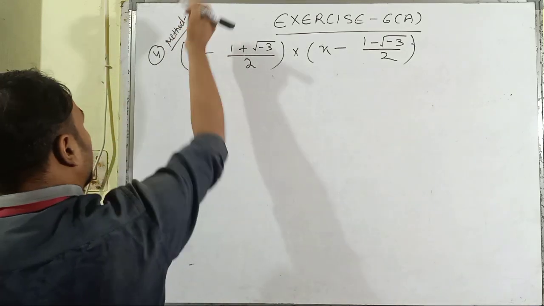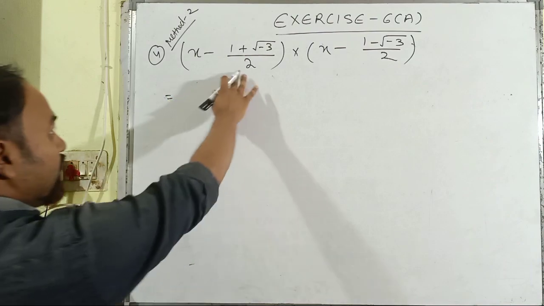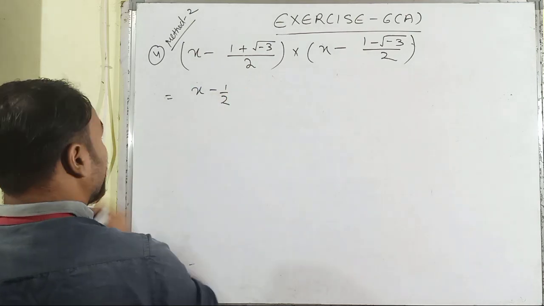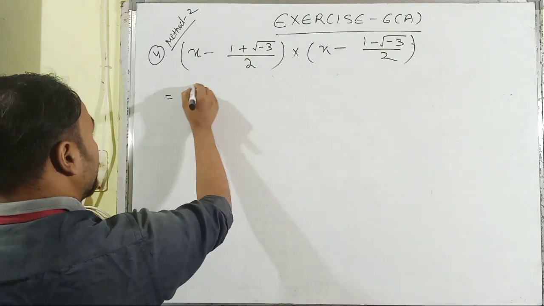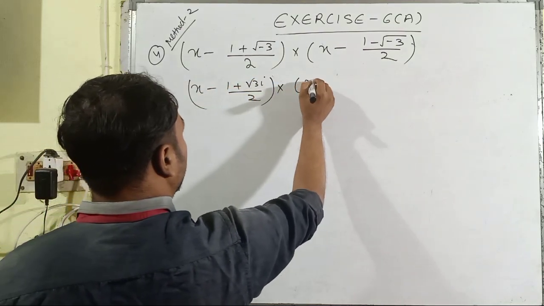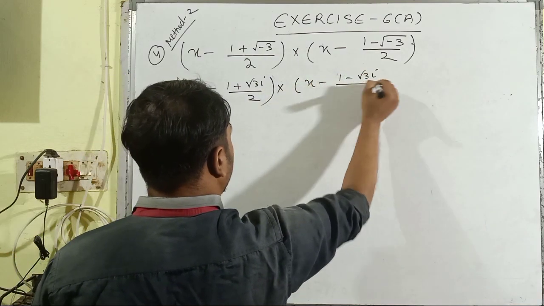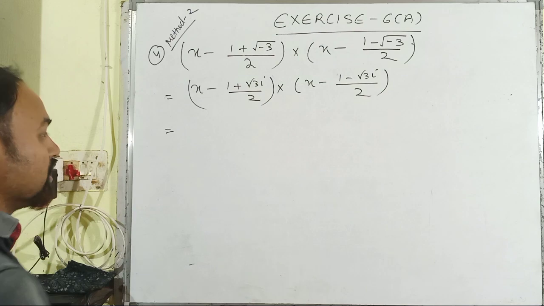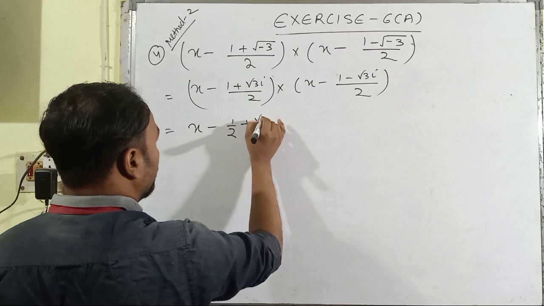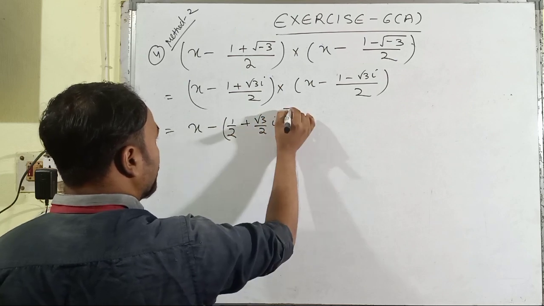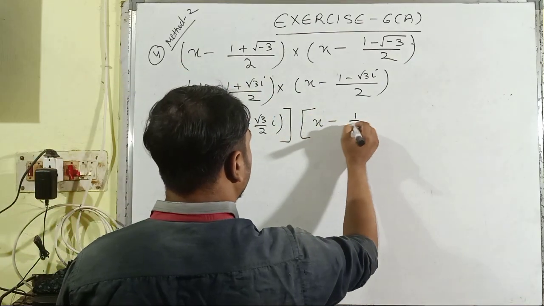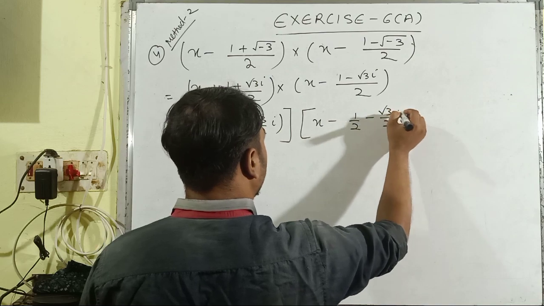It is the method number 2. Just separating these terms, first of all, let us convert this into the imaginary form: x minus 1 plus root 3i divided by 2, and this is x minus 1 minus root 3i divided by 2. Just separating, we can have x minus 1 by 2 plus root 3 by 2 i. We have just separated these terms. Then here also x minus 1 by 2 minus root 3 by 2 i.